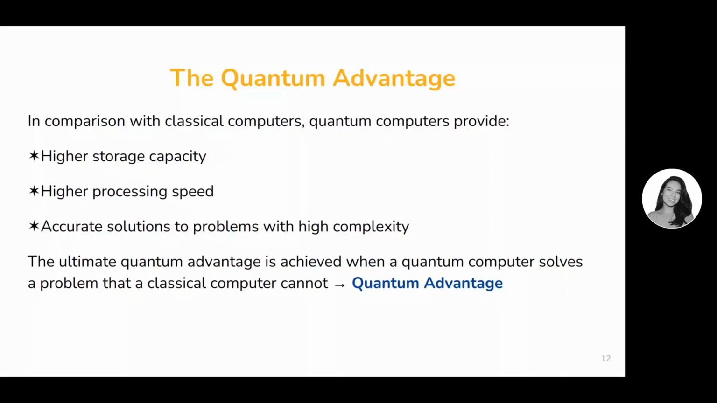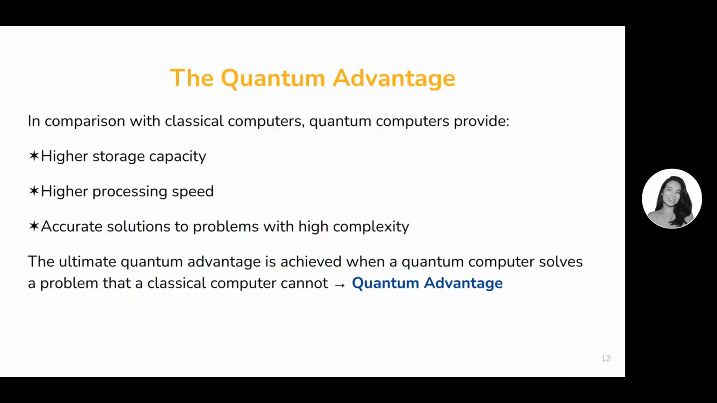We also need higher processing speed coming from quantum computers. And also, quantum computers provide accurate solutions to problems with high complexity. What I mean by that is that quantum computers will not be the solution to all problems with high complexity. But there are certain classes where quantum computers can bring a good advantage over classical computers.